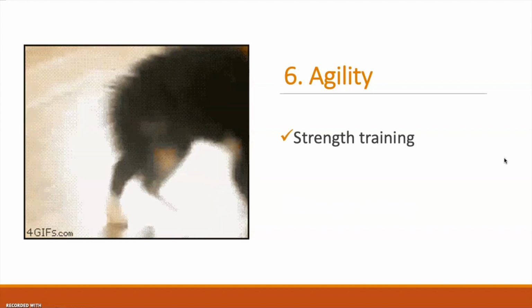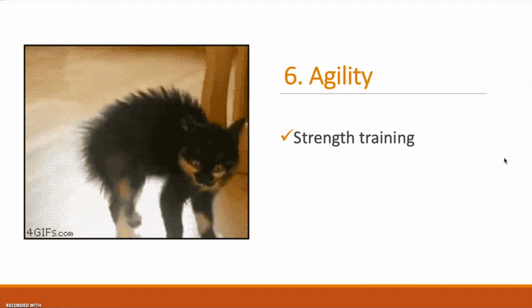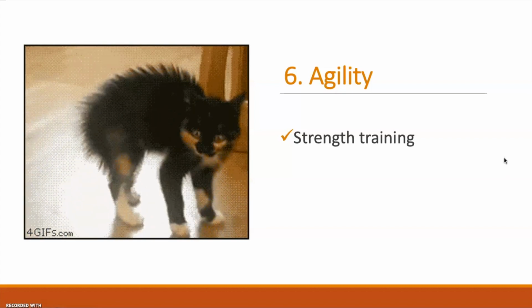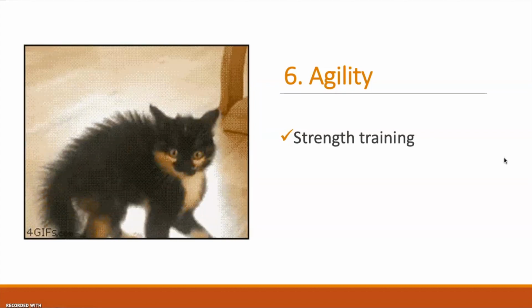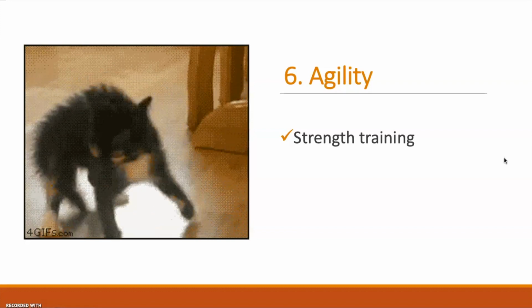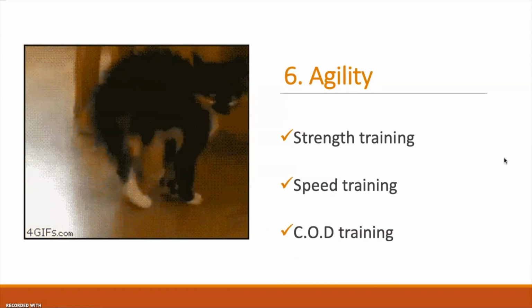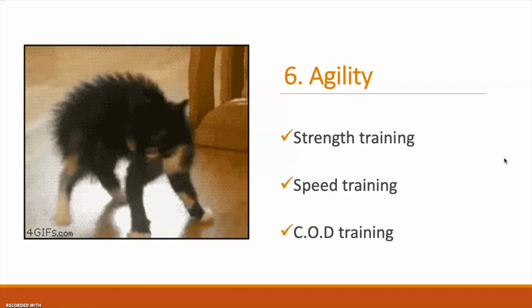How do we improve agility? There's a number of ways. First, strength training. Now you may be surprised by this, but think about it. When you're changing directions, you need a large, powerful movement to allow your body to do this quickly, and this requires strength. The other aspect is speed. And finally, we have change of direction training.